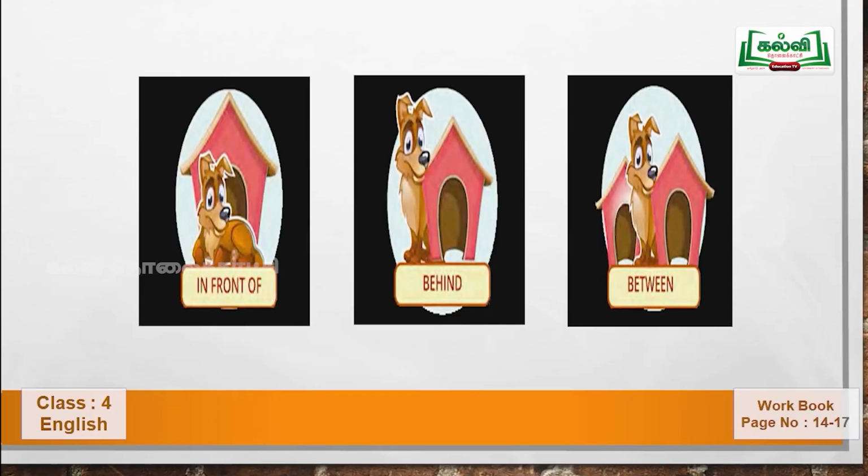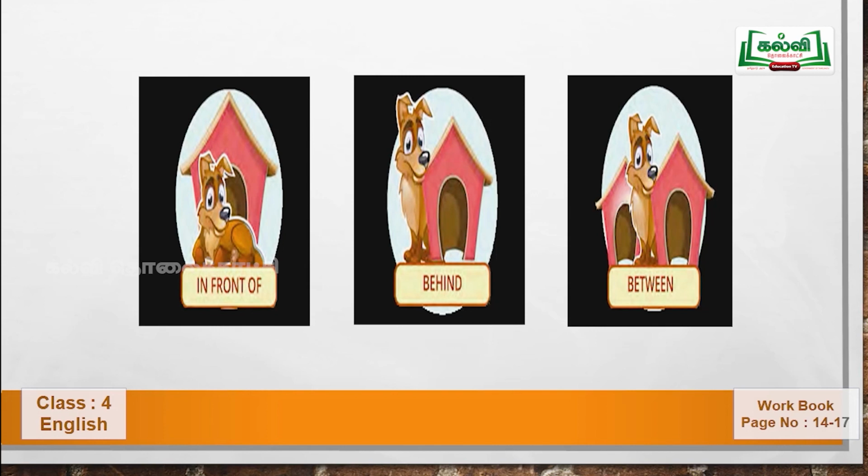Children, everyone take page number 79 in your textbook. Look at the picture and find the dog. In the first picture, where is the dog? The dog is in front of the house. In the second picture, where is the dog? The dog is behind the house.